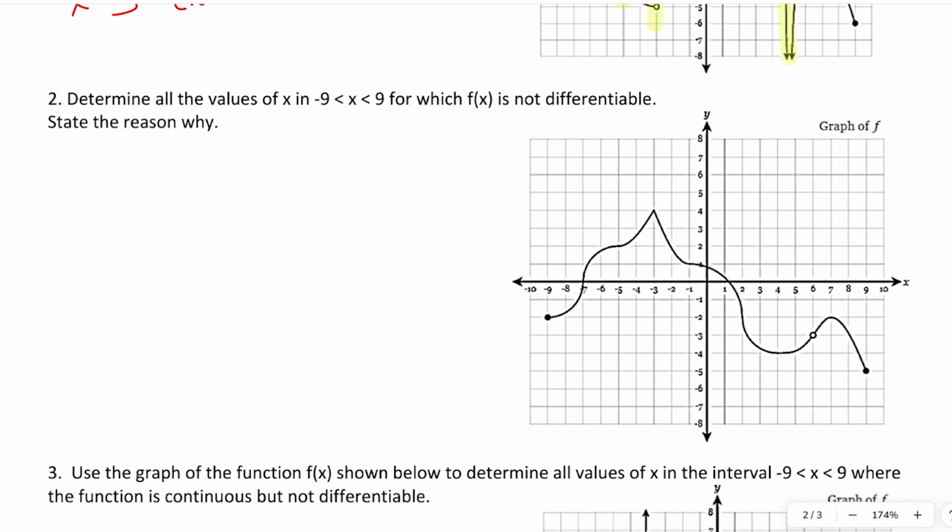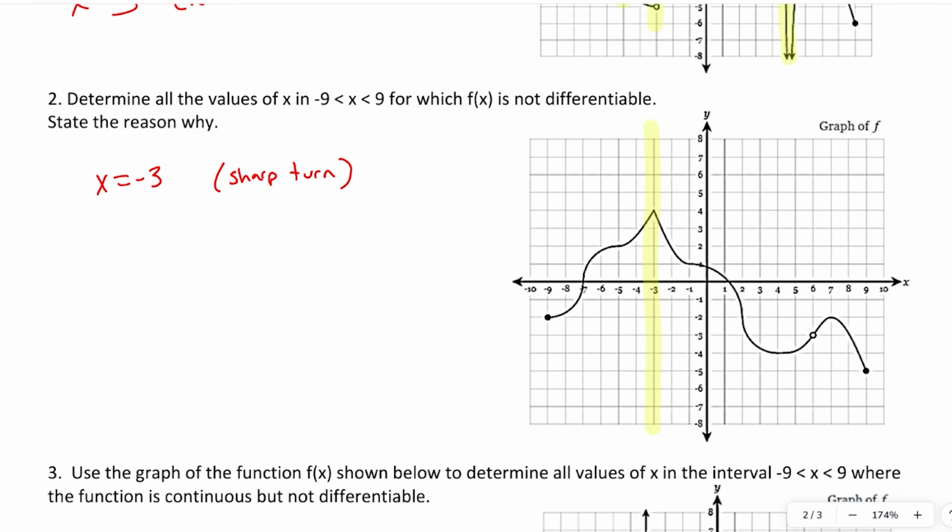It's -9? Like at the point? So we're not going to look at the endpoints. This is going to be exclusive, so ignore that. -3. Okay, so -3. What's happening at -3? A sudden change. Yeah, we've got basically a sharp corner there. So at x equals -3, we've got a corner, or a sharp turn, as it's sometimes called.